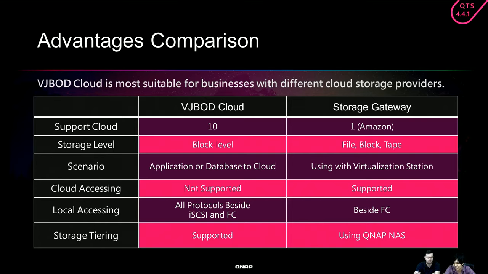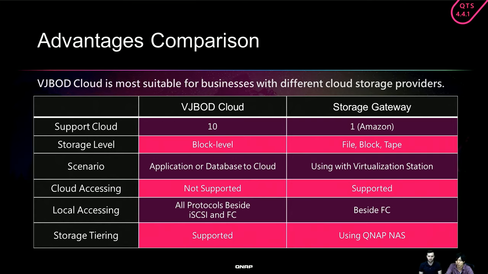By using this storage tiering technology, other vendors' NAS hardware may not be able to work with this storage tiering solution. But with our NAS and QVS, the AWS storage gateway can also be achieved in our QNAP system. So those are the major differences.